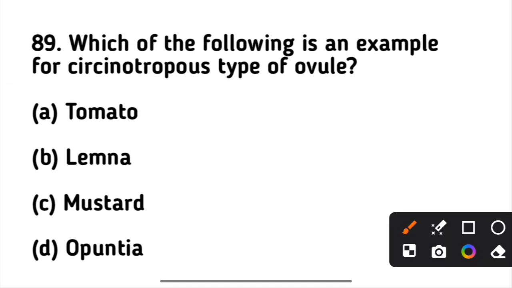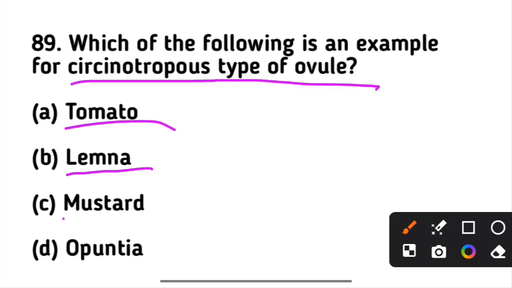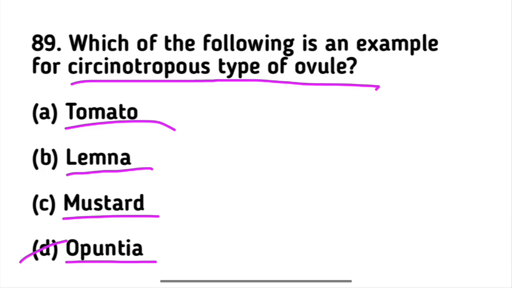Next, which of the following is an example of circinotropous type of ovule? Tomato, lemna, mustard, opuntia. Option D is correct, opuntia.